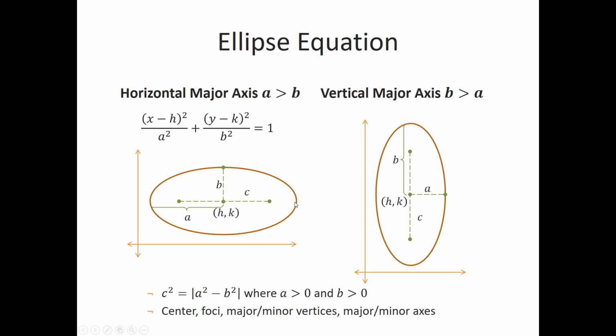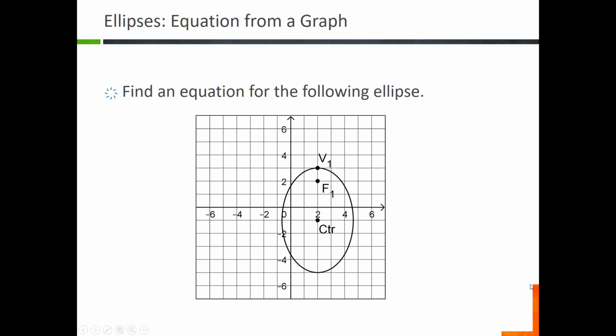The longest length is the major axis, and the shortest length is the minor axis. So here, this is a horizontal major axis, and this has a vertical major axis. All right, let's look through a few examples.